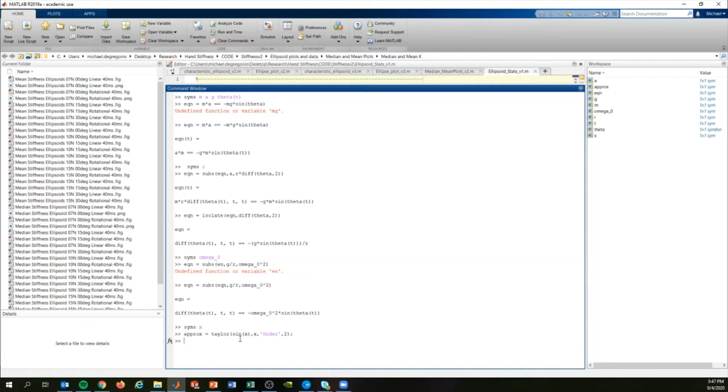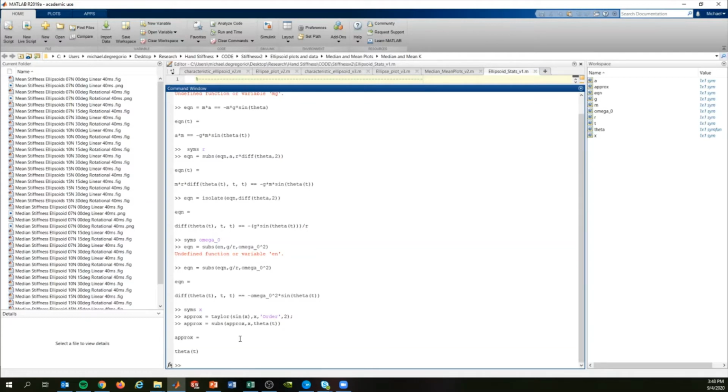Okay, and then we are also going to take approx equals subs, because we're going to substitute in approx x, comma, theta of t. Okay, and this should give us an equation that is an approximation. This should give us an approximation term. And notice what it does. It gives us just theta of t.